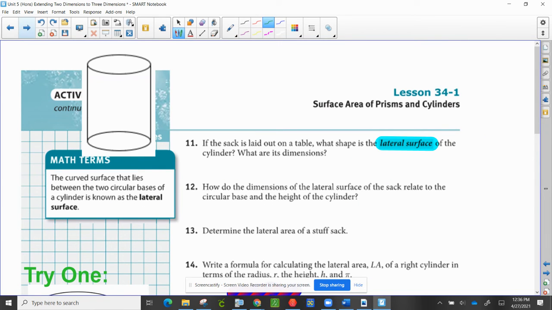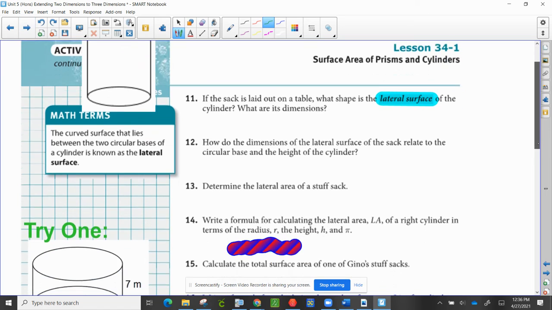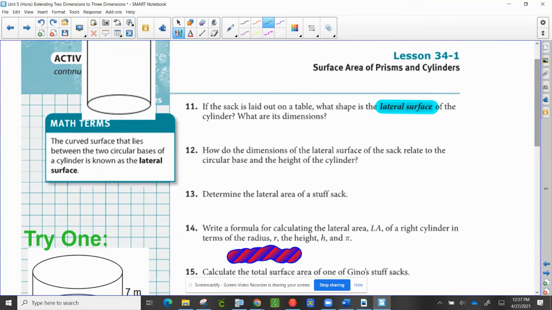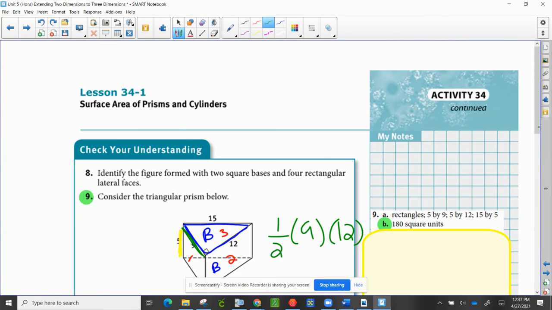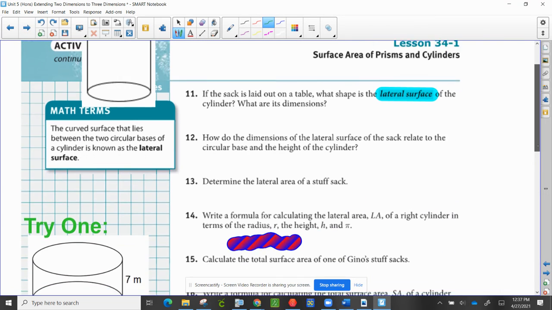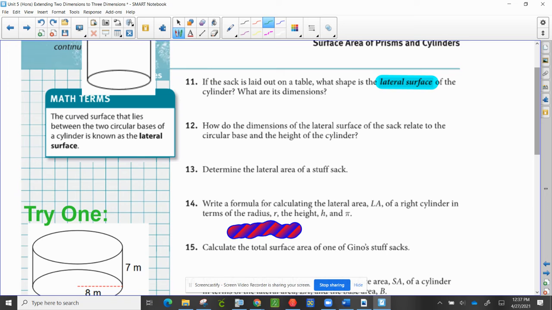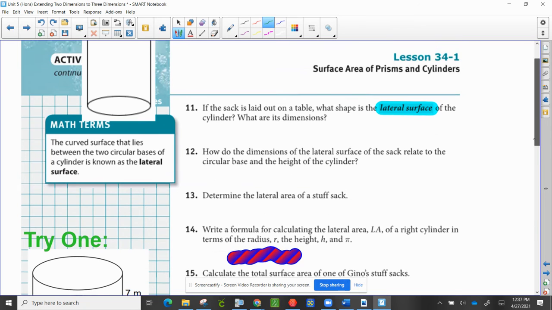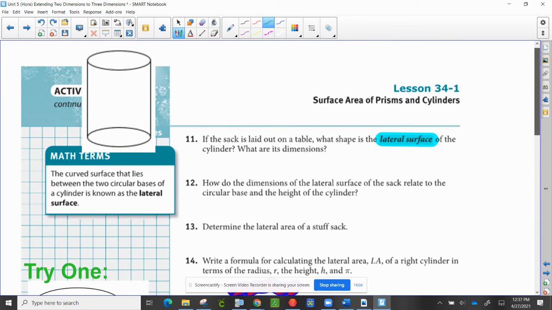I'm just going to go over the formula with you guys and then let you try a problem instead of doing all this. All the questions are relating to this picture down here, this travel sack that the campers are using. But instead of that, we're just going to talk about the lateral surface area. So it says if the sack is laid on a table, okay, if we take this cylinder, what is the lateral shape of the cylinder?